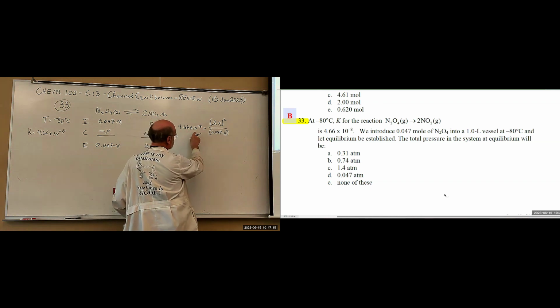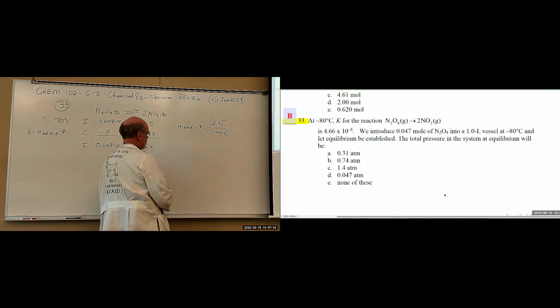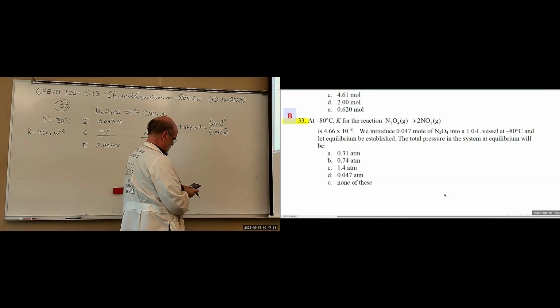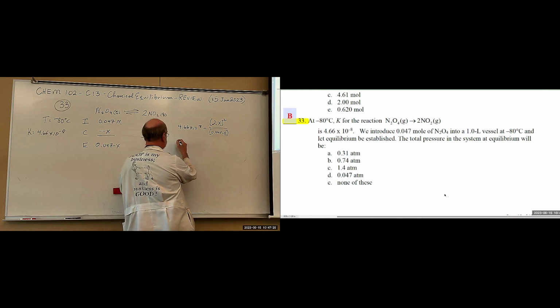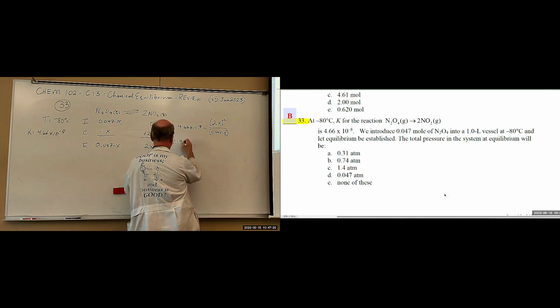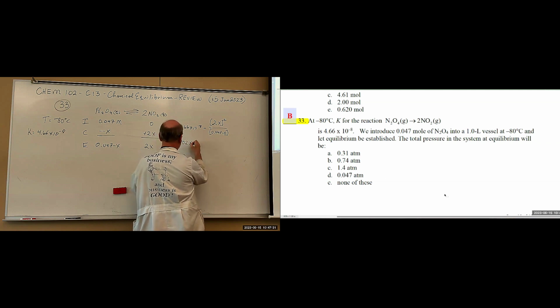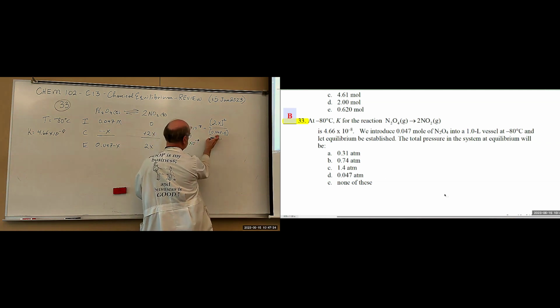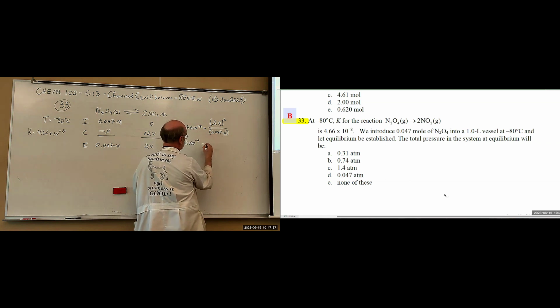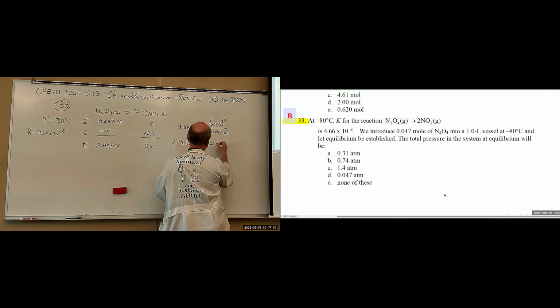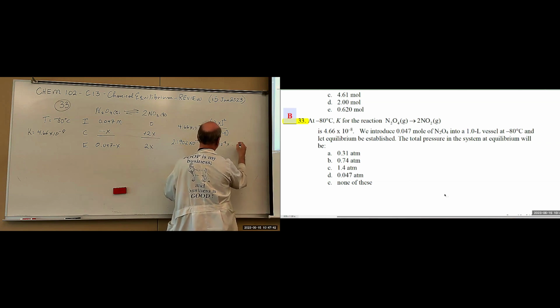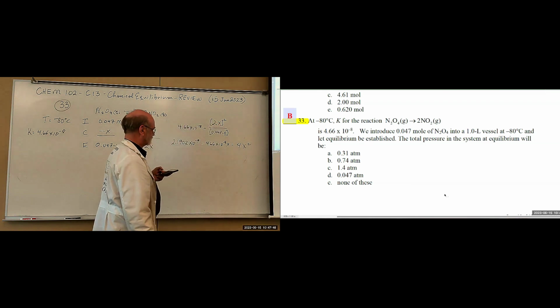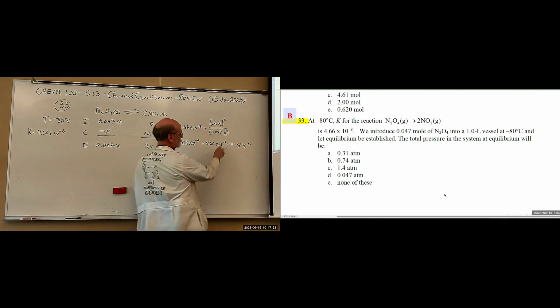Like, 4.66 times 10 to the minus 8 times 0.047. Point oh four seven. So that's 2.1902 times 10 to the minus 9. These two, and then minus X would be 4.66 times 10 to the minus 8. X equals 4x squared, correct? All right, let's throw that X out.